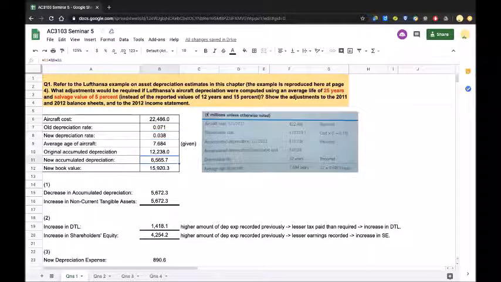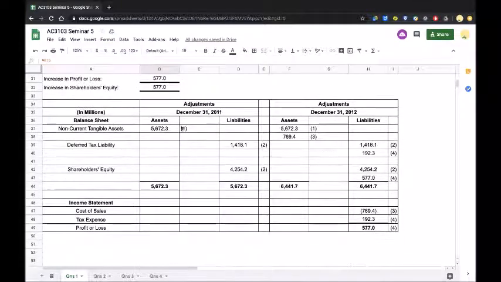So using the new rate, we calculated the new accumulated depreciation, which is done by taking the average age of the aircraft, which is given in the question, multiplied by the original aircraft cost, multiplied by the new rate, which will give us 6565.7. And the original accumulated depreciation is given in the question as 12,238 euros. So the difference in accumulated depreciation will translate to an increase in NCTA on the balance sheet in 2011 and 2012 of 5672.3, which is shown in these balance sheets over here and over here.